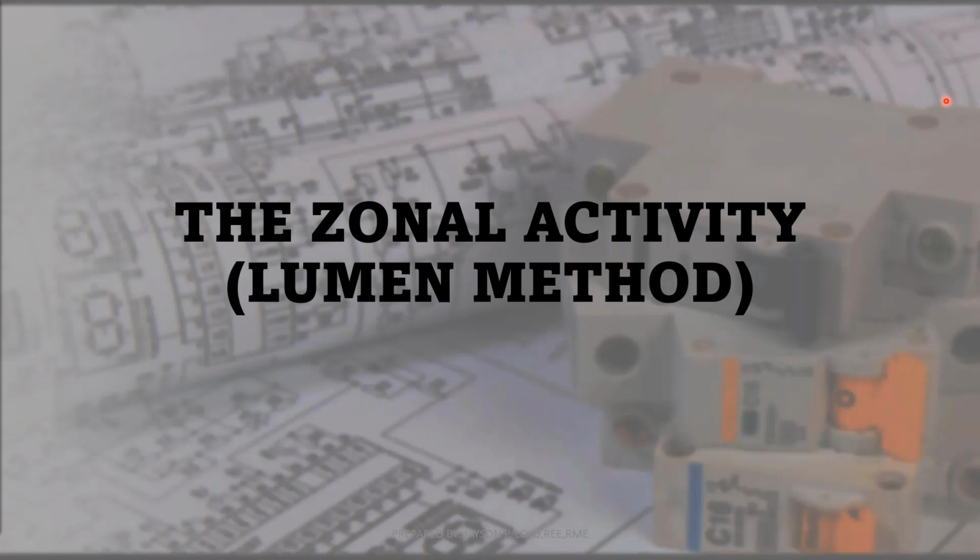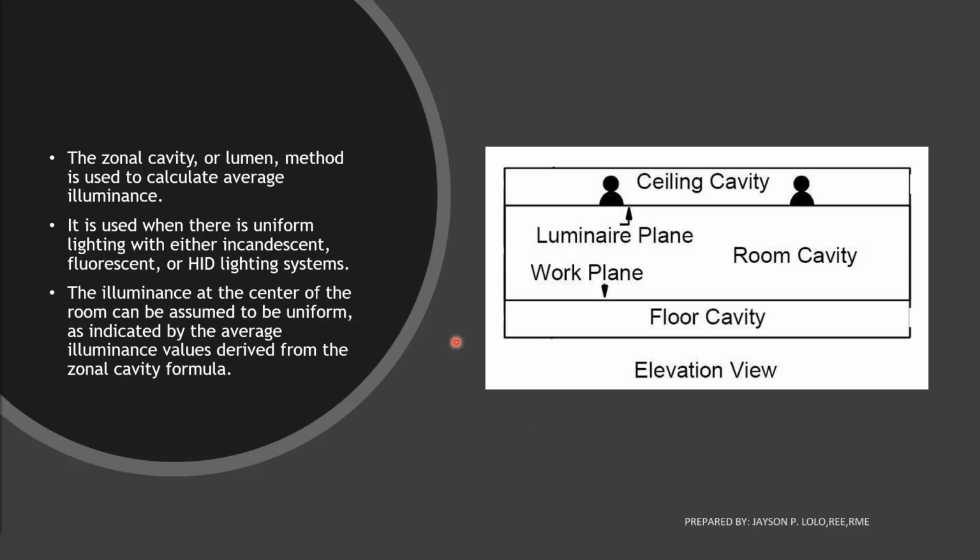But first, you must understand the three main parts of this method. Number one is the zonal cavity. It is used to calculate the average illuminance. This is what I mentioned earlier. And it is used when there is uniform lighting. So what do we call uniform lighting?